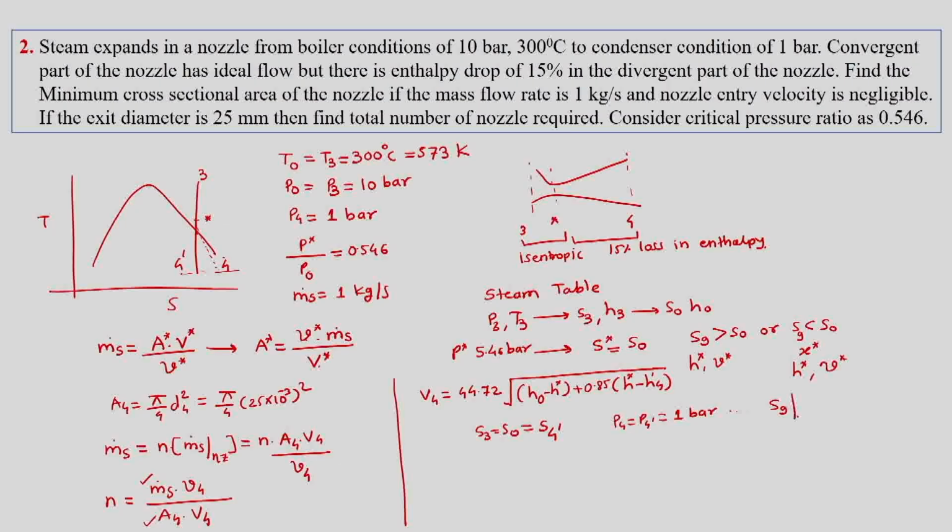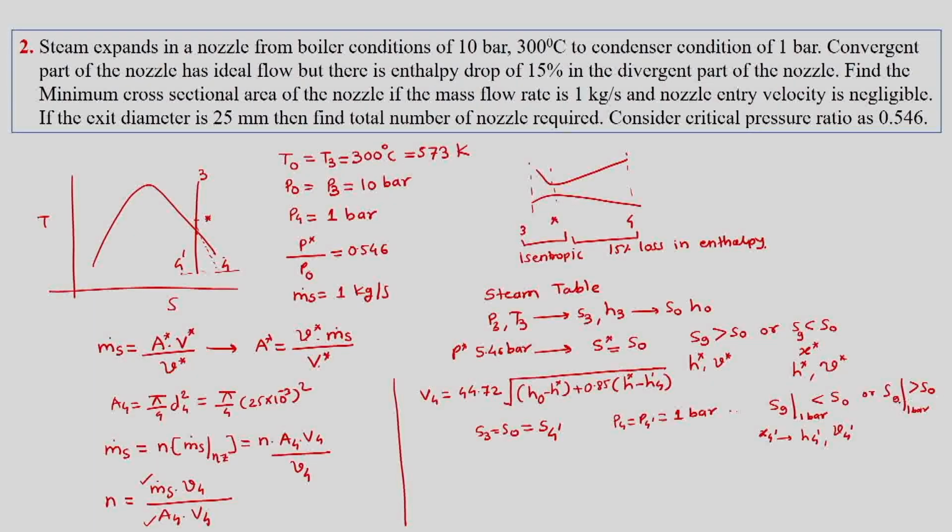Sg at 1 bar can be less than S4 dash, can be less than S0, or Sg at 1 bar can be more than S0. Now if Sg is less than S0, then we need to find out x4 dash, and if x4 dash is known to us, I can find out h4 dash and v4 dash.